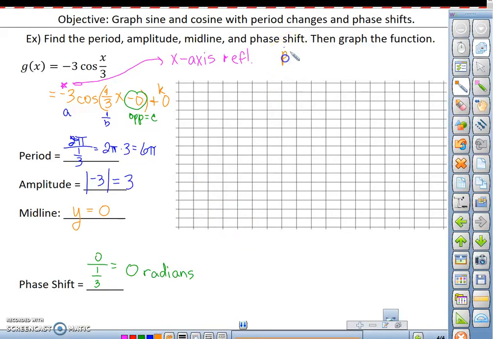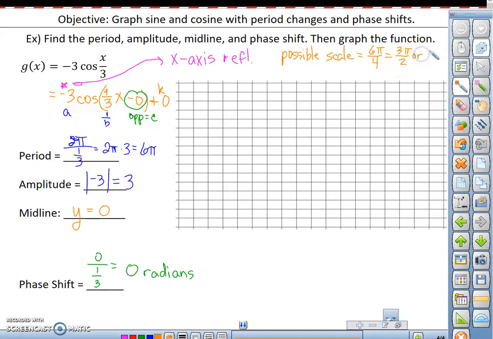So I have a possible scale that I can use nicely here. It would be my period of 6 pi radians divided by 4. And reducing that, we get 3 pi halves, so it's 1.5 pi as a scale. That's a little large for me.